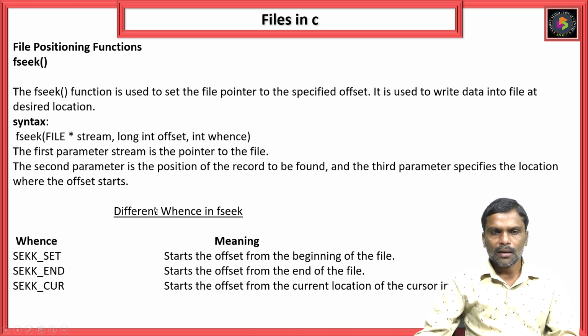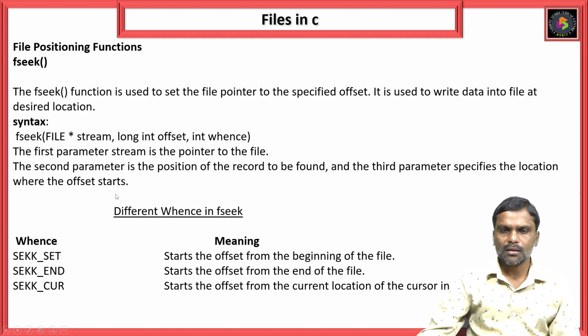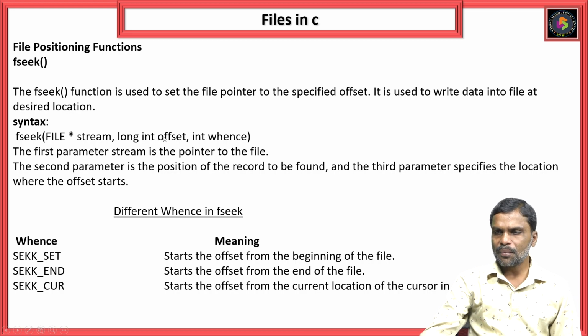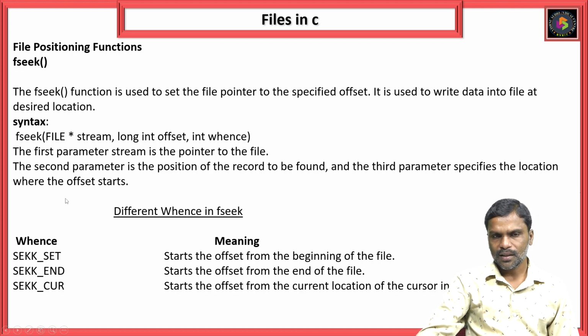So here the first parameter, stream, is the file pointer to the file. Here file stream is nothing but the file pointer. The second parameter is the position of the record to be found. As I told you, if I want to take 6 positions, I can take 6. The third parameter specifies the location where the offset starts, and this third parameter is called whence.